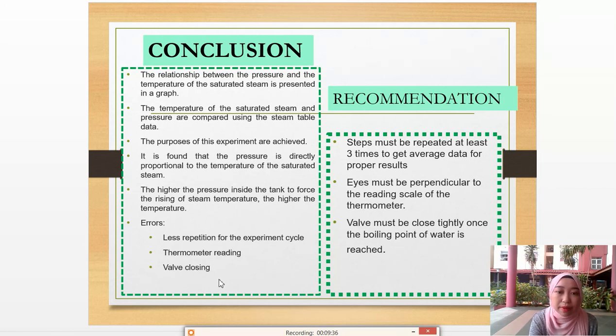There are some errors, which are less repetition for the experiment cycle, the thermometer reading, and the valve closing. There are some recommendations to complete the experiment. Firstly, the step must be repeated at least 3 times to get average data for proper results.